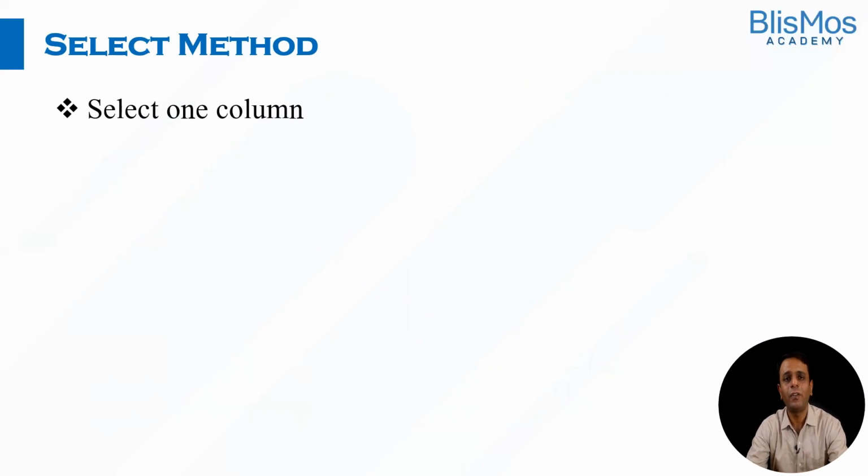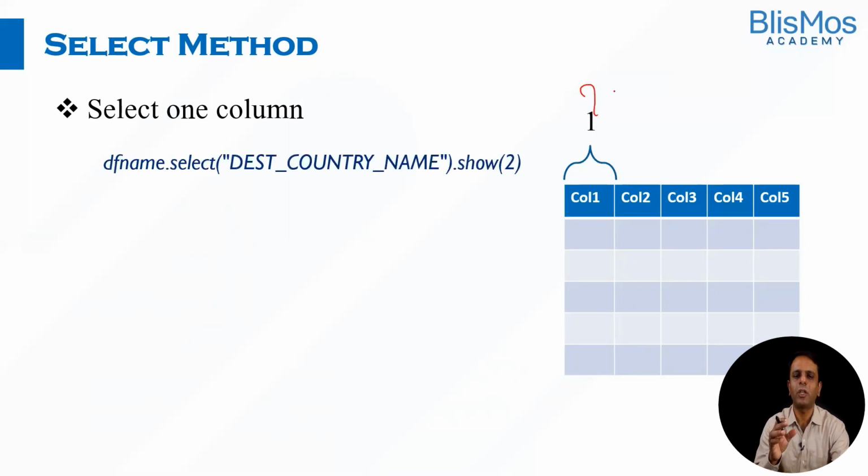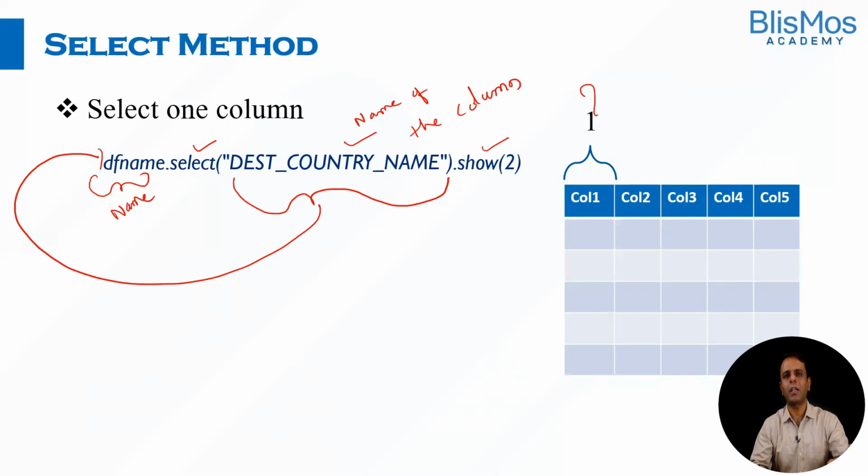When we want to select, what will we do? We will select either one column or multiple columns. So how do we do that? The first and foremost thing is, as I said, we'll select one column. Let us see how we do that. Assuming that you have created a data frame, you have to specify the name of the data frame, and then use the select method and specify the column which you are trying to select. In this case, destination country name is the name of the column. This column belongs to this data frame. Then we can call an action, that is show. This is how you select one column.